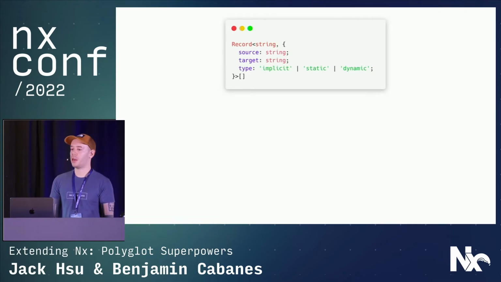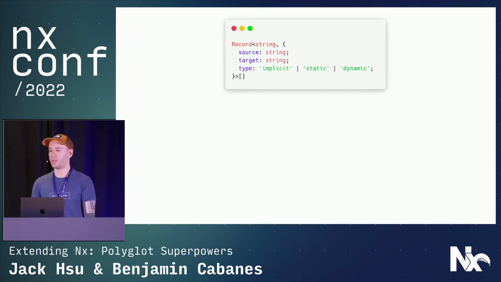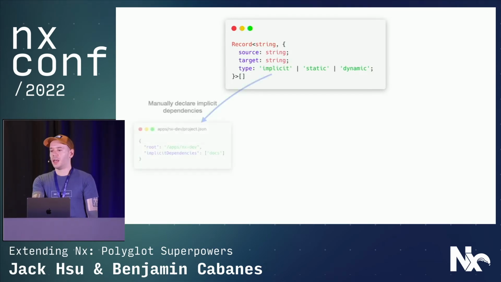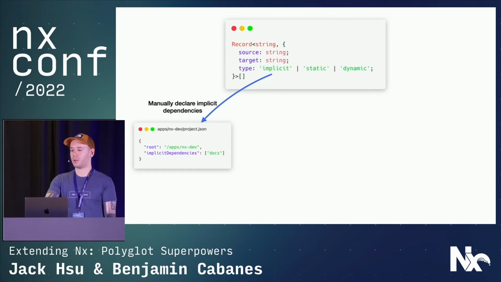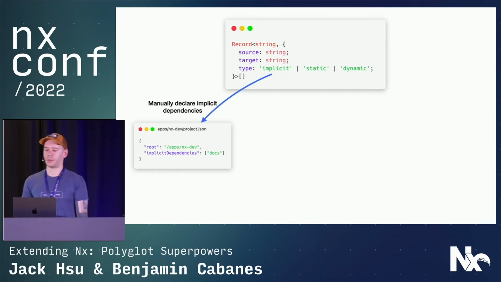So you have 3 properties. The first one is the source, which is the project that is focused on. The second one is the target. The target is basically the dependency of the project. And then you have 3 types: implicit, static, and dynamic. And NX will look at all those types. The first one, implicit, is manual. So you're going to go to the project.json, and you're going to add manually the dependency for the docs here, which is the content for the website.